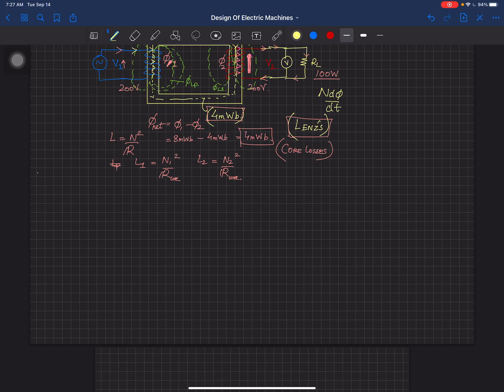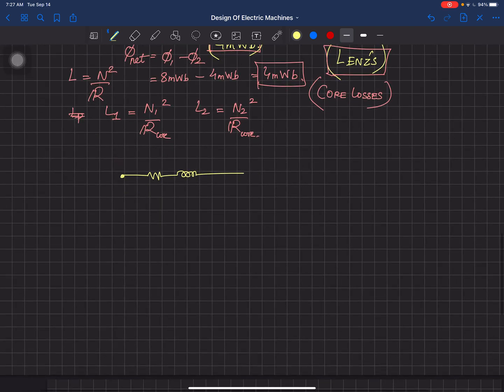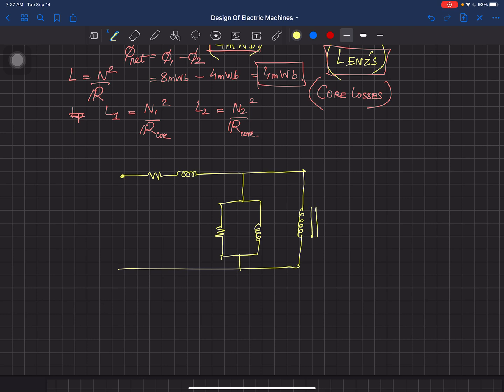I'm doing this one just to revise everything, whatever you have studied in your machines course. And I hope after this lecture, you can do this one very easily over here. So I'm drawing this equivalent circuit now, and this equivalent circuit is going to be like this. I hope you still remember your equivalent circuit.